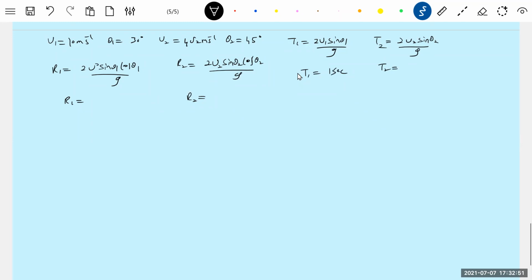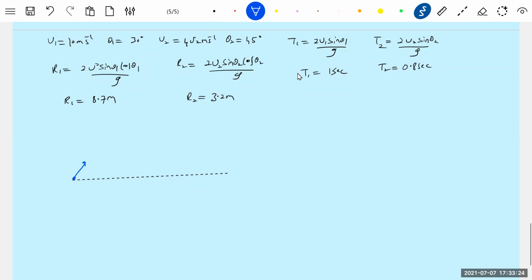R1 is 8.7. Yes, sir. R2 is 3.2, sir. 3.2. Time of flight of this last one is 0.8. Yes. Now, what was the initial separation? I hope everyone remembers it was 10 meter, no? Okay, now we'll draw the trajectory.